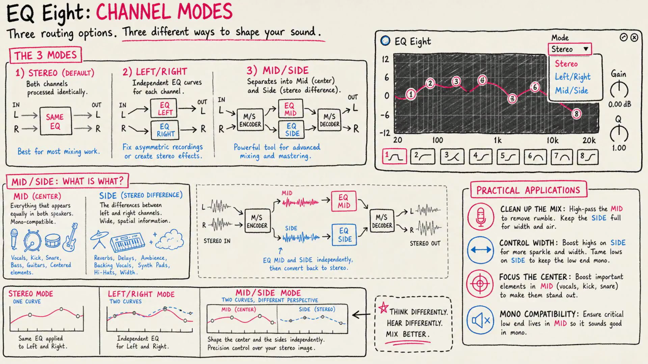Focus vocals. Apply a boost to the mid-channel only in the presence range of around 2.5 kHz to help vocals cut through without brightening the entire mix. Critical warning: exaggerating side gain can hollow out your mix and destroy mono compatibility.